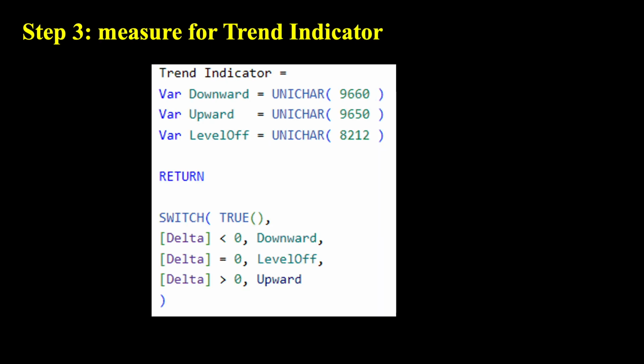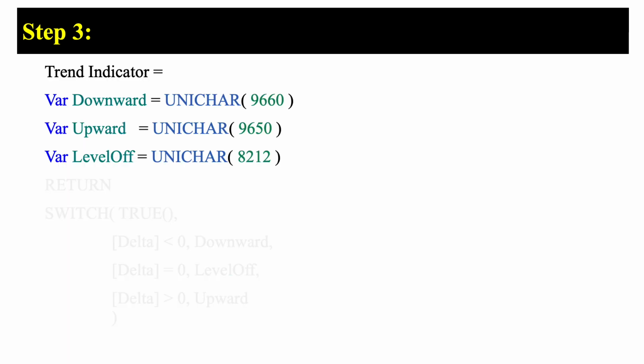And on step 3, we need to create the measure for the upward and downward symbol. And let's name this measure as the trend indicator. And we're going to look at the functions one piece at a time. First, we need to create 3 variables for 3 trends: downward, upward, and level off, meaning no change.